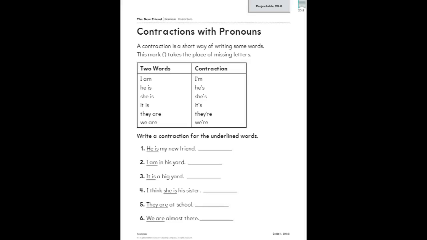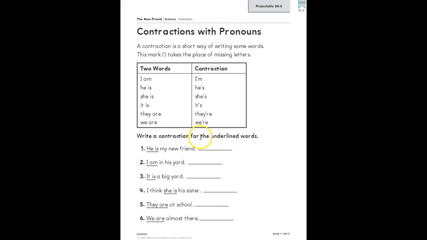All right, so this chart shows contractions with pronouns. On the left side are the words, and on the right side are the contractions. The missing letter in the contractions I'm, they're, there, and we're is A, and the missing letter in the contractions he's, she's, and it's is the letter I.